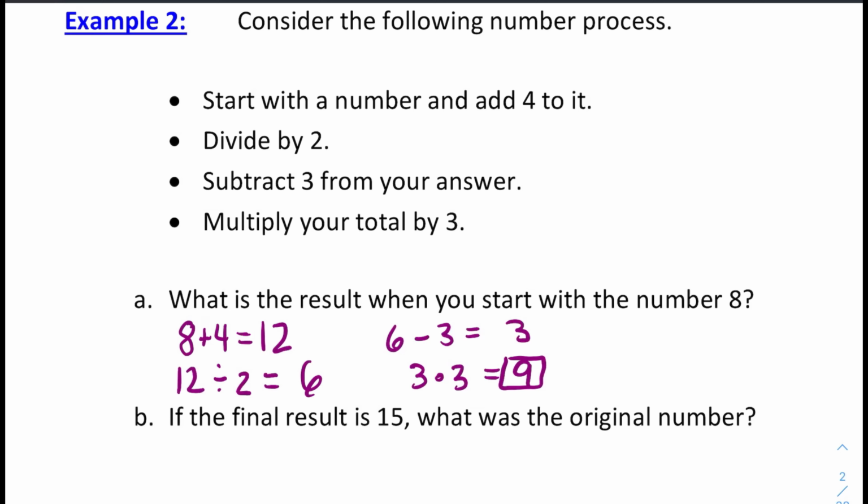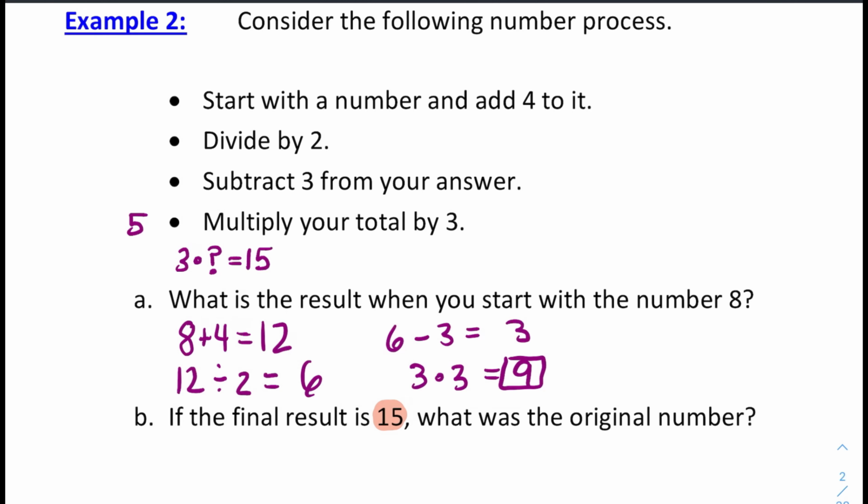All right, now I'm going to skip back to B. So this is kind of thinking about if my end result of this process is 15, what's my original number? Let's start by going up here and thinking, okay, the last thing I would have done is multiplied my previous result by 3, and I ended up with 15. So if I go backwards, 3 times what gets me 15? Well, it must have been 5.